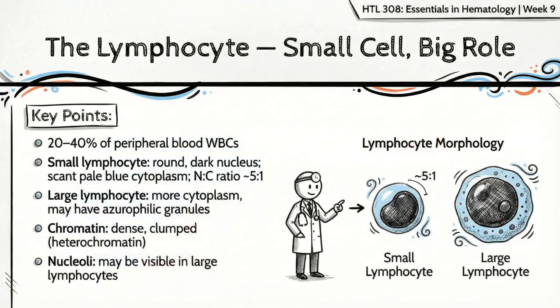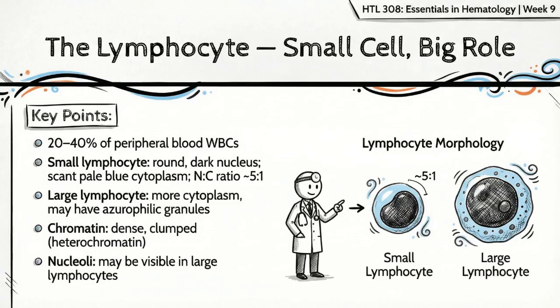Lymphocytes are the second most common leukocyte in peripheral blood, making up 20 to 40%. Lymphocytes come in two flavors, small and large. Small lymphocytes are the most common. They have a round, dark, densely clumped nucleus and very scant pale blue cytoplasm. The nucleus to cytoplasm ratio is high, around 5 to 1. Large lymphocytes have a bit more cytoplasm and may contain a few eosinophilic granules. These are often natural killer cells or cytotoxic T cells.